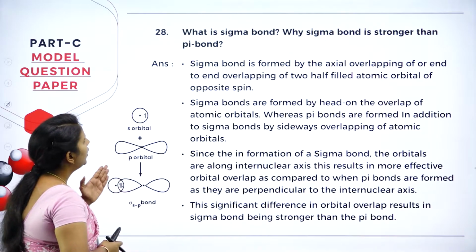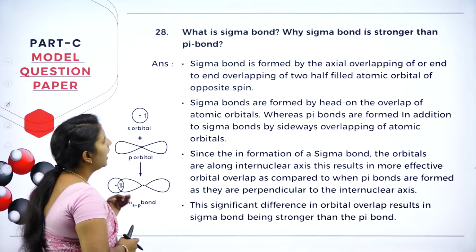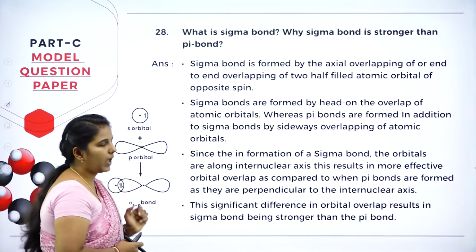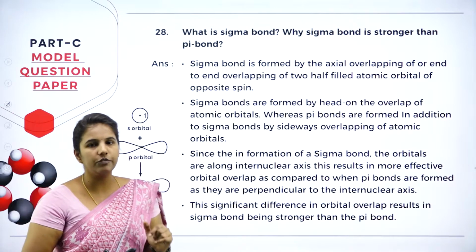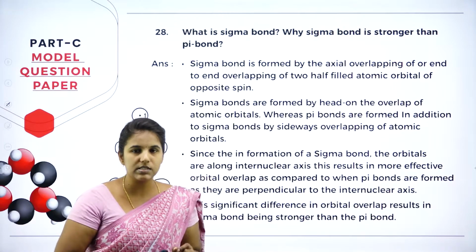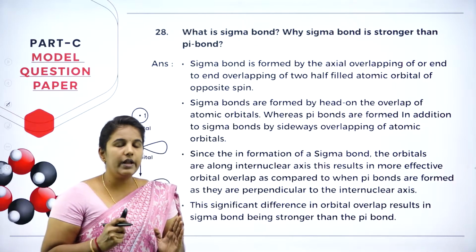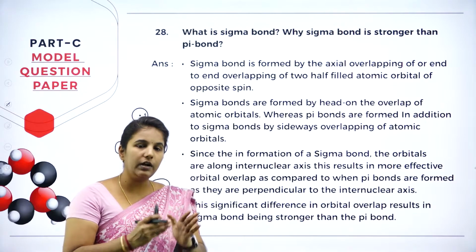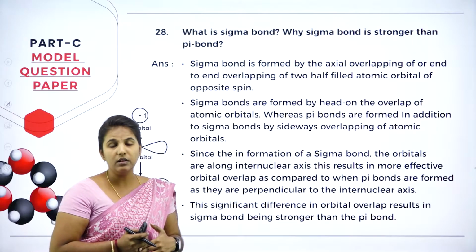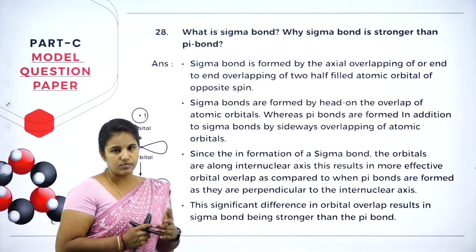Okay, what are sigma bonds and why is a sigma bond stronger than a pi bond? Again, this is a question from unit 4, chemical bonding and molecular structure. In this unit, it is very important to know what a sigma bond is and what a pi bond is, which are formed between the atoms, right?